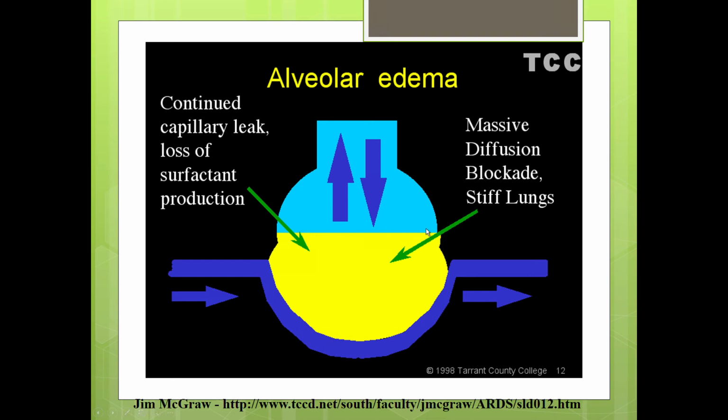This is just what alveolar edema, or pulmonary edema, looks like at a little bit of a closer level. What happens is you can get what's called a continued capillary leak, and what ends up happening with that is you get a loss of surfactant production. So surfactant makes the alveoli slide. Okay. What happens if we have increased edema is you get what we call a massive diffusion blockade or stiff lungs.